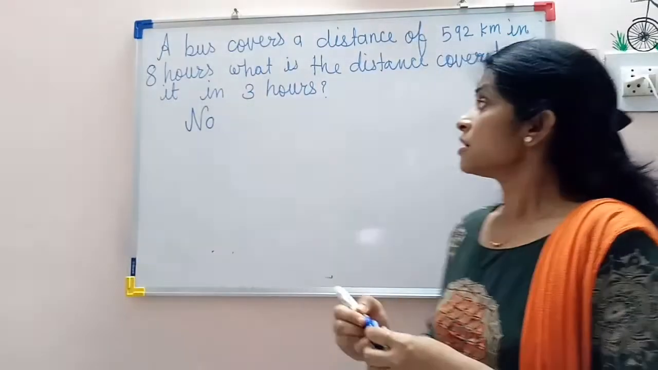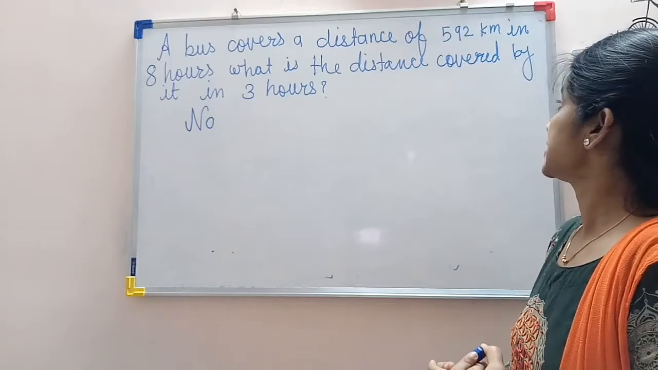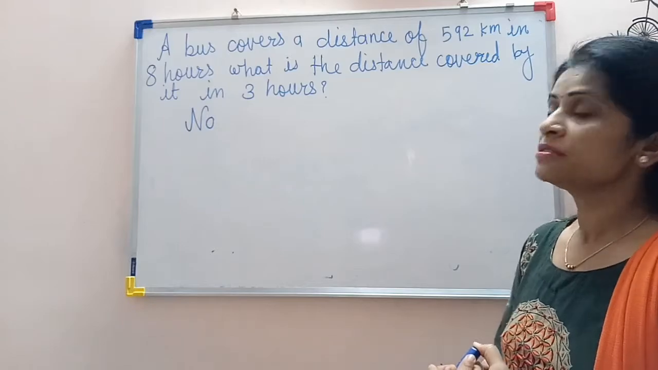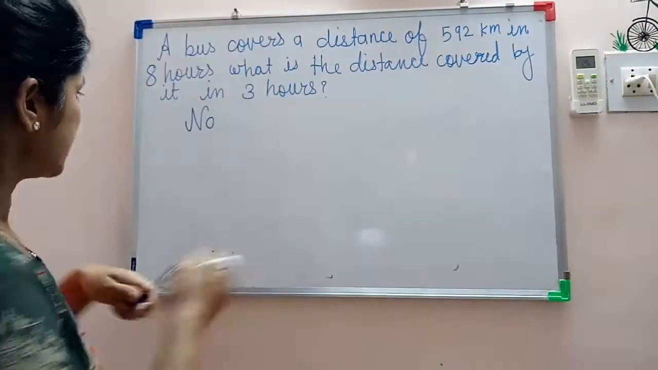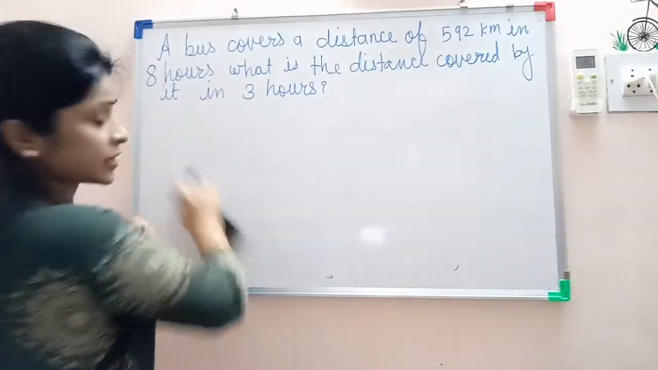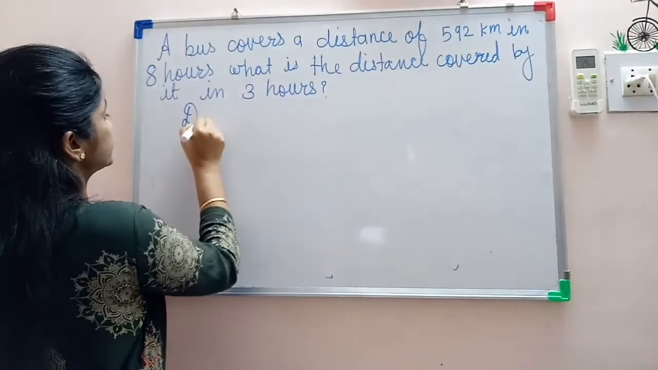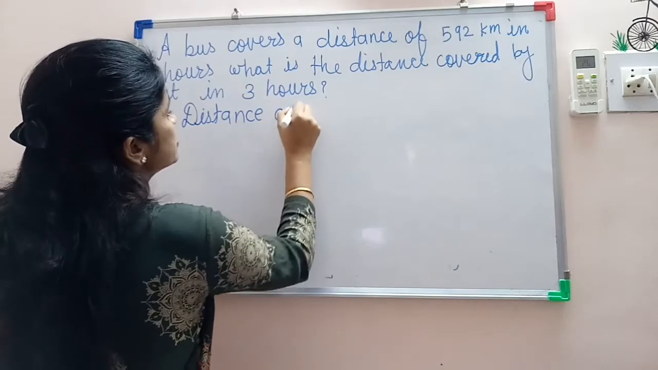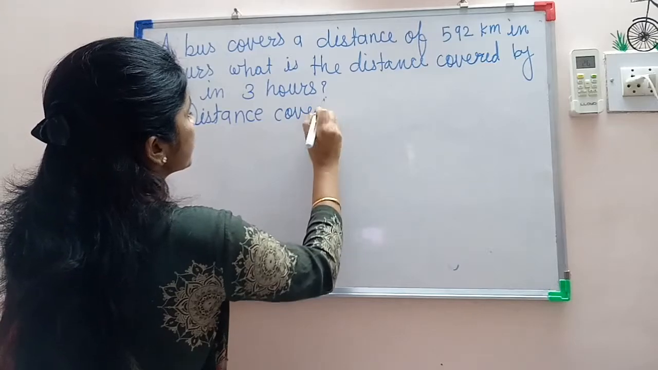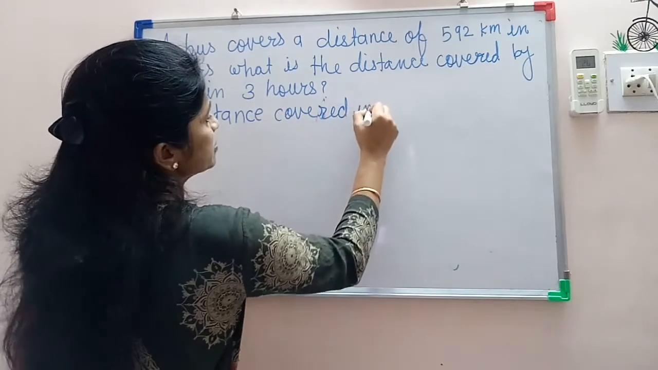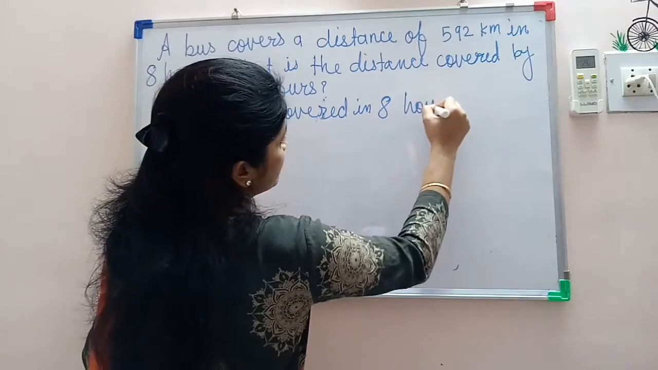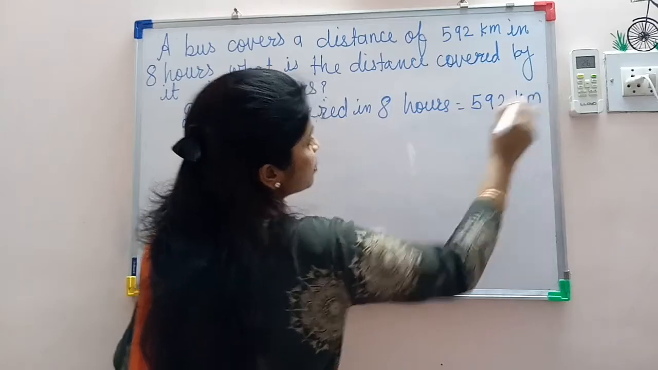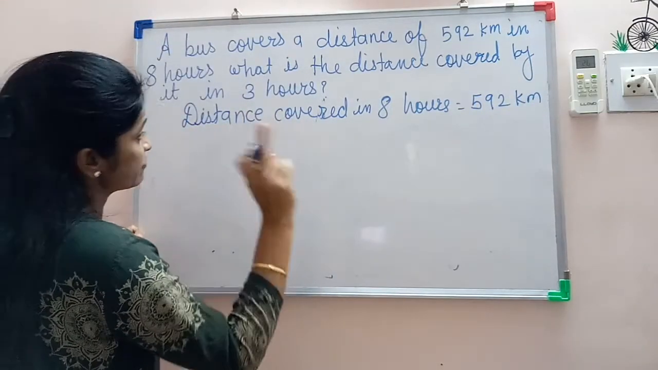Now one more example. A bus covered a distance of 592 km in 8 hours. What is the distance covered by it in 3 hours? So first of all we will write the distance. What is given, that we will write. Distance covered in 8 hours is equal to 592 km. Now we have to find out how much distance covered in 1 hour.